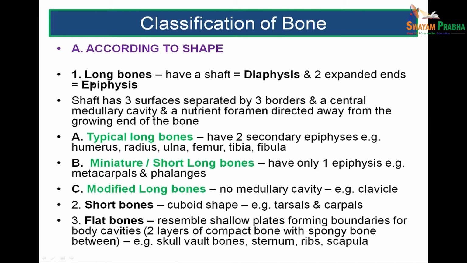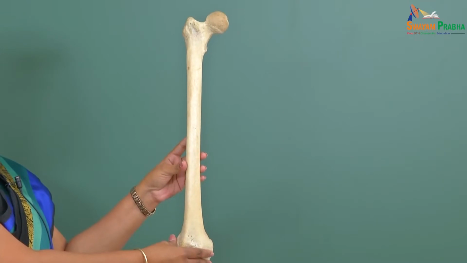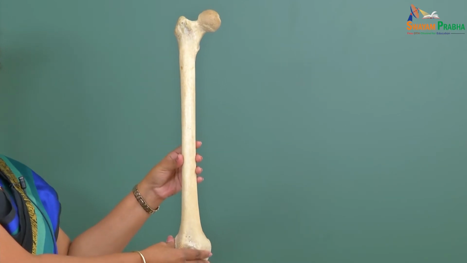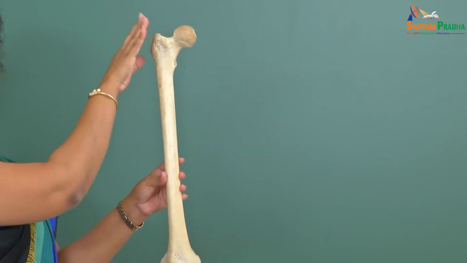When we say a long bone, we think of a shaft and 2 expanded ends. So there are long bones having a shaft called the diaphysis and 2 expanded ends called the epiphysis. This is a typical long bone. This is the femur of the thigh. It has a shaft in the middle, an upper end and a lower end. This is the diaphysis, the epiphysis above and an epiphysis below. Within the shaft there is a medullary cavity. So, this is a typical long bone.